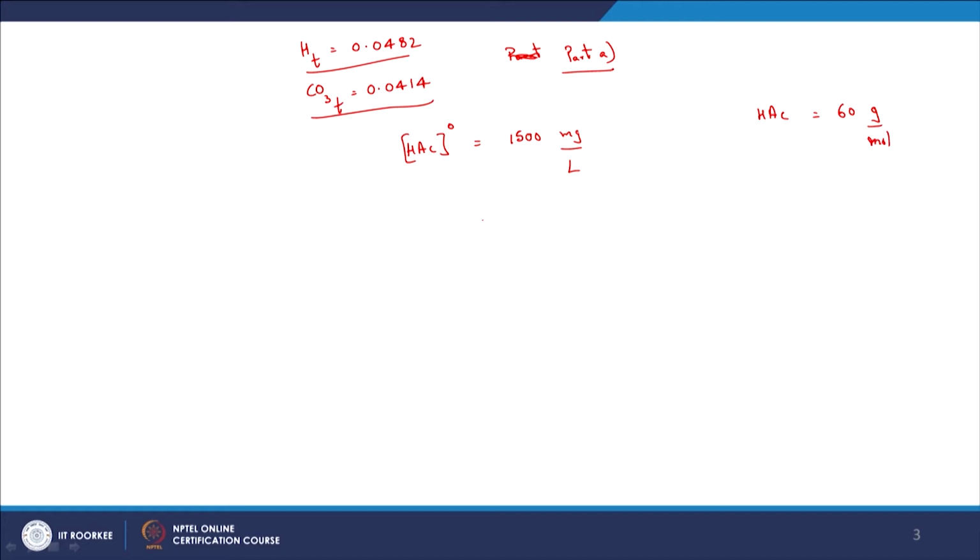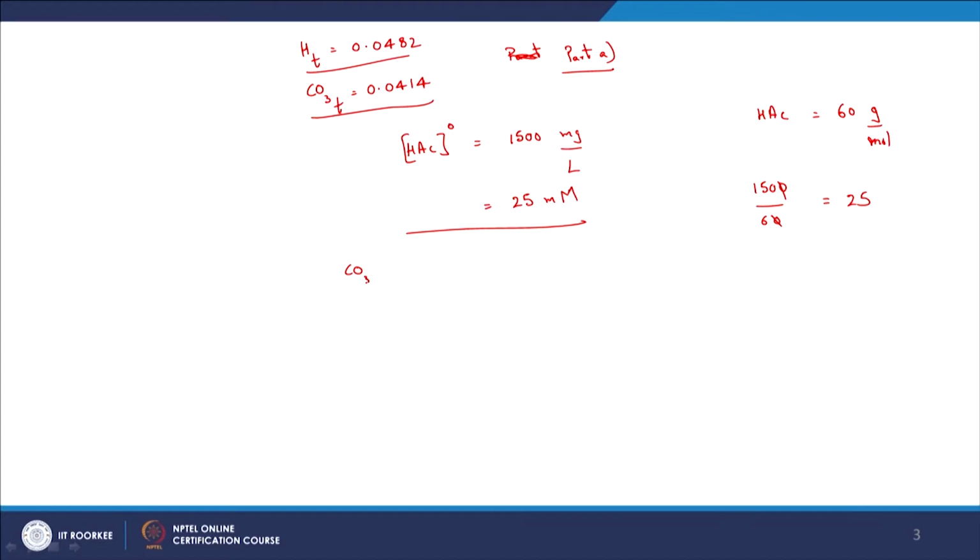So, dividing by 60, what is that going to be? 1500 by 60, and I think it should be around 25. Is it 25? Yes, it is 25, that is equal to 25 millimolar, right. So, what does this mean now? In effect the diester has gone sour to the extent that 25 millimoles of acetic acid has been formed. So, now we need to take this into account and be able to go further.